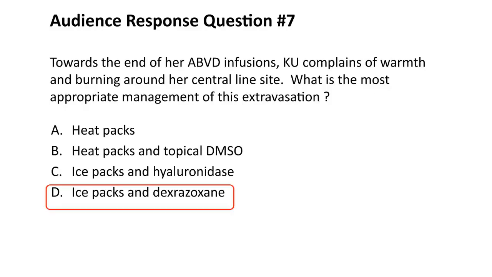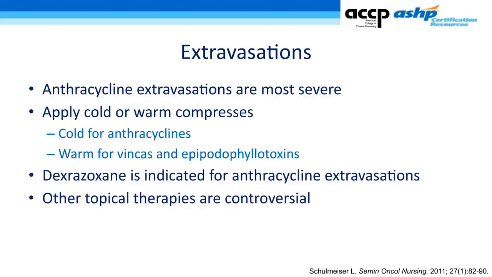Oh, this was a hard one, you guys. There are 2 vesicants. In that case, the anthracycline will take priority. So the most appropriate answer here is D, ice packs and dexrazoxane.